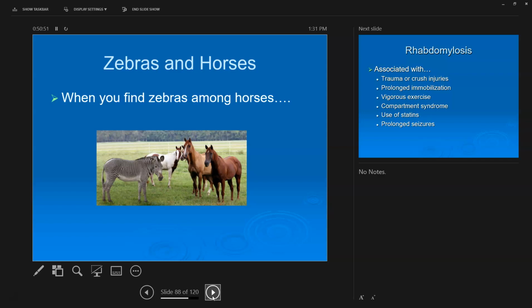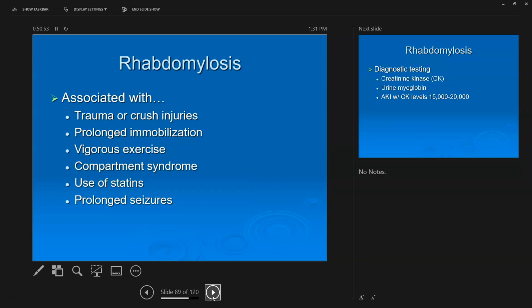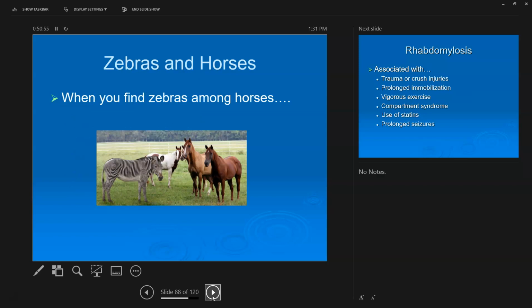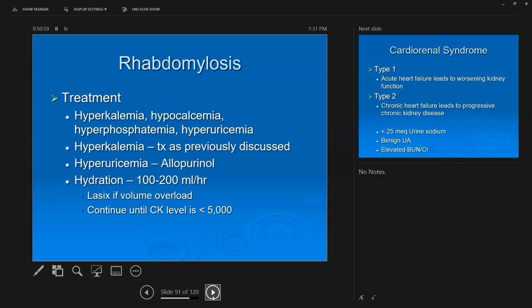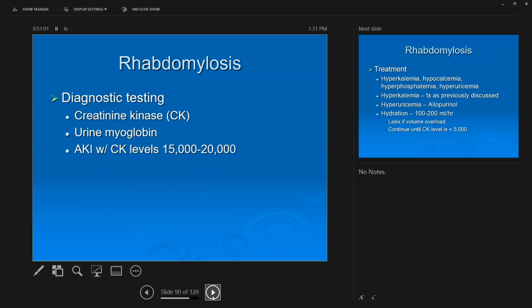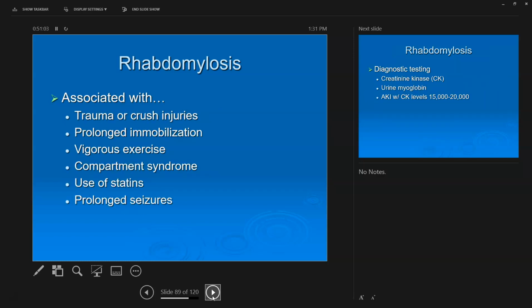Okay. So after this slide, my zebras and horses, this is all more uncommon things that you're going to see. And you guys can kind of read through that on your own. We kind of talked about rhabdo a little bit already.